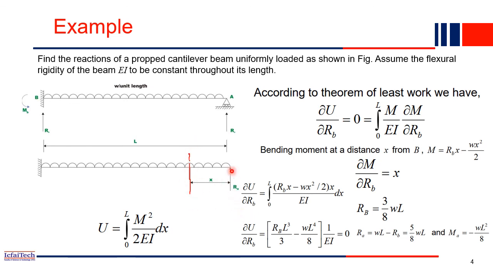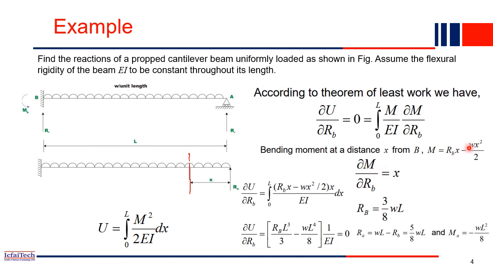The moment will be, because of RB, RB into x, which is anticlockwise, that's why the positive sign. Minus, the UDL is also acting downward. What is the total UDL? W into x, into distance x by 2. This is the total moment at a distance of x from the right hand side. So from here, this is the moment M.